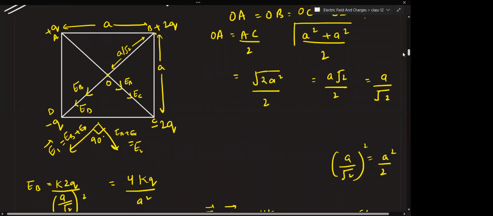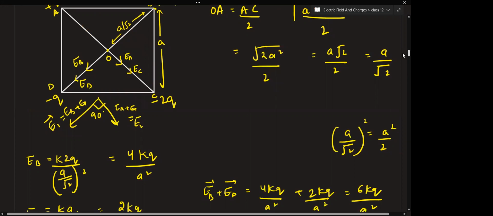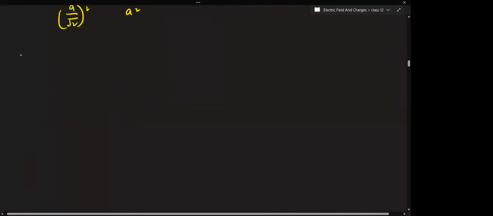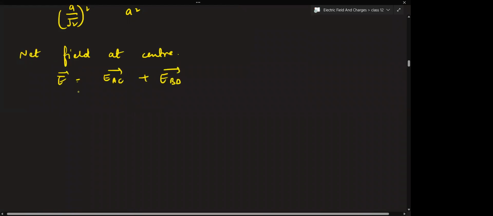Yes, teacher. All right. Now we have to find out the resultant. We have E1 with us, we have E2 with us, the net electric field in this arm. Now we know the angle between these two is 90 degree. So apply our simple parallelogram law. So the net field at the center will be given by EAC plus EBD, whatever we have calculated.